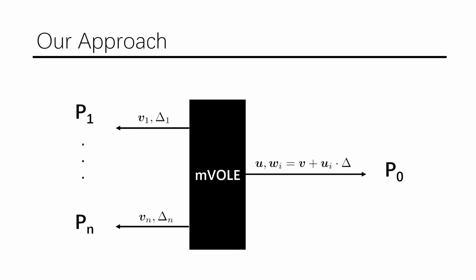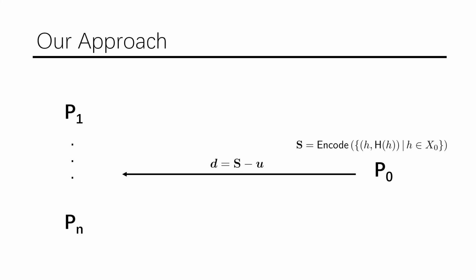Thus, P0 generates n VOLE correlations with the same vector U by running a protocol with n different parties. We model this as a multi-party VOLE functionality, MVOLE. Since we use the same vector U with each other party, the vector D will be the same, so P0 doesn't have to send it to each other party directly by itself. We use a tree architecture to transmit it, and we will introduce it later.